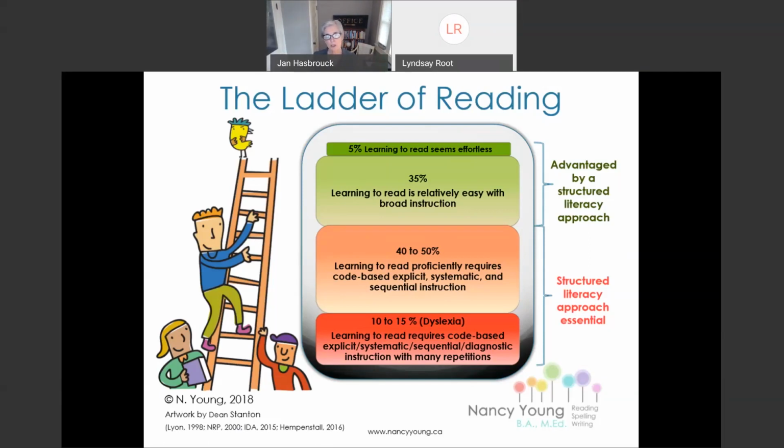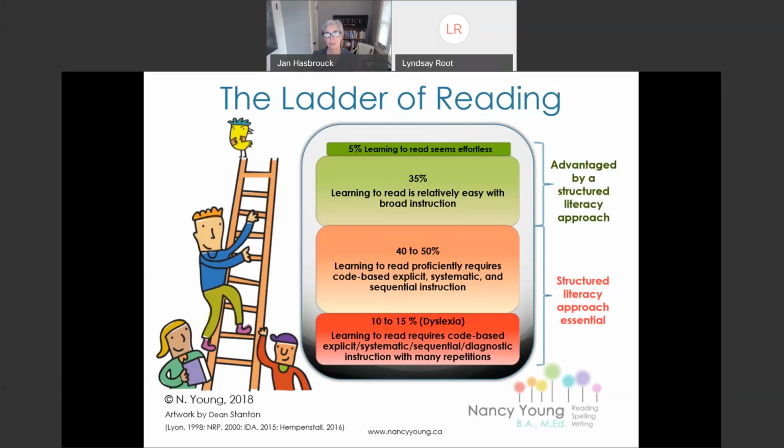But the students we're focused on today are at the bottom, and you can see she put 10 to 15%. That's closer to the general agreement about dyslexia prevalence. They need the kind of explicit, systematic instruction that we will be talking about. It's essential for those students. And the earlier, the better.